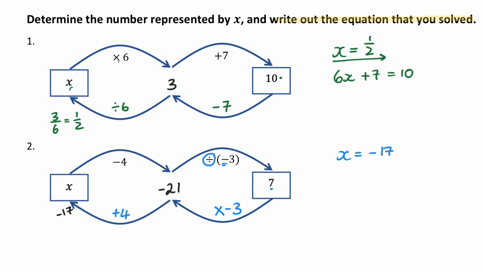I can check that. -17 minus 4 is -21. -21 divided by -3, and negative divided by negative gives me +7. And my equation is x minus 4, and now I'm dividing everything by -3. So let's put that all over -3, and I get 7.